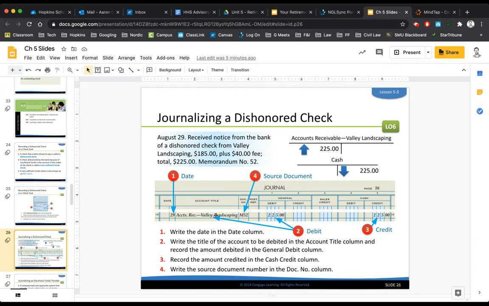We're going to increase that asset account because even though Valley Landscaping paid us $185, we tried to cash that check at the bank and the bank didn't take it. So now we are still out $185 plus a $40 fee. And we are also going to decrease cash by $225 because we had to pay for that. But now we're going to send out a new invoice to Valley Landscaping in the amount of $225. They owe us $225. So that is the way you would journalize a dishonored check: for accounts receivable, debit for the total amount plus the fee, and then credit cash because we're going to decrease cash by $225 as well.